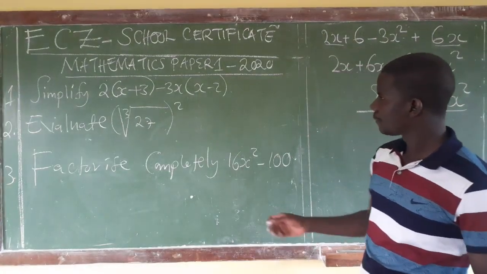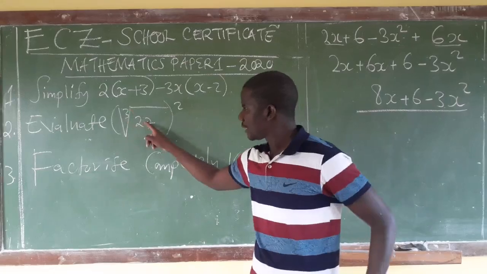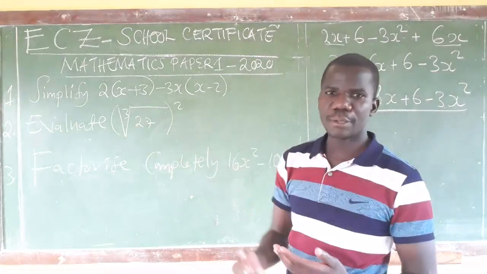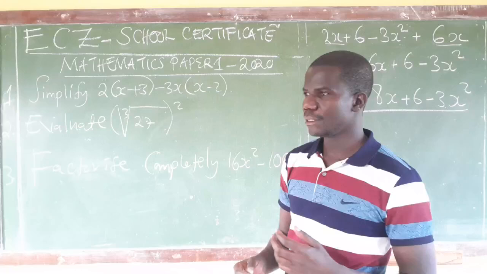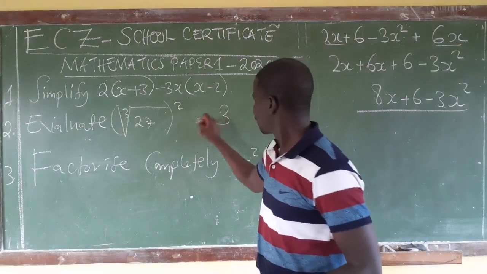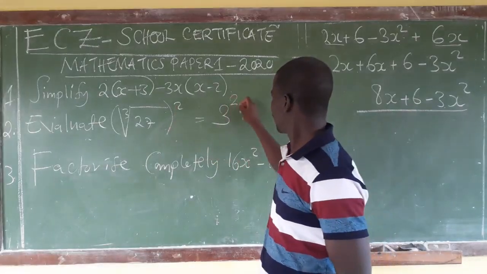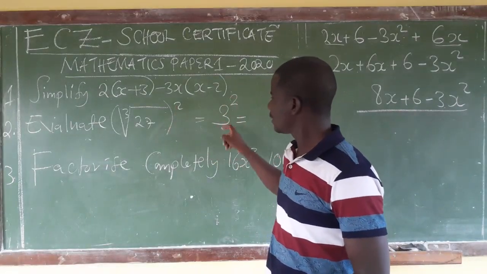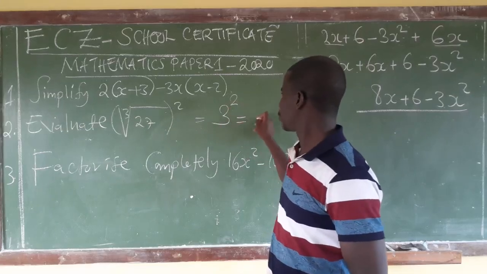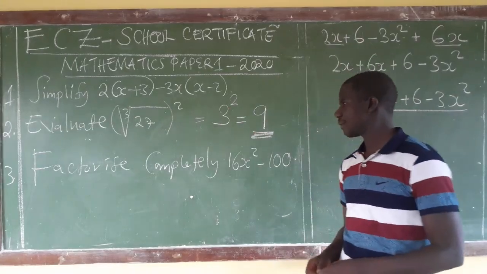Then the second question. Here, we are looking at the cube root of 27. What is the cube root of 27? The number that you ought to multiply by itself 3 times should give you 27. What is that number? It is 3. Then we square because we have a 2 outside. So it is 3 multiplied by 3, which is going to give us 9.